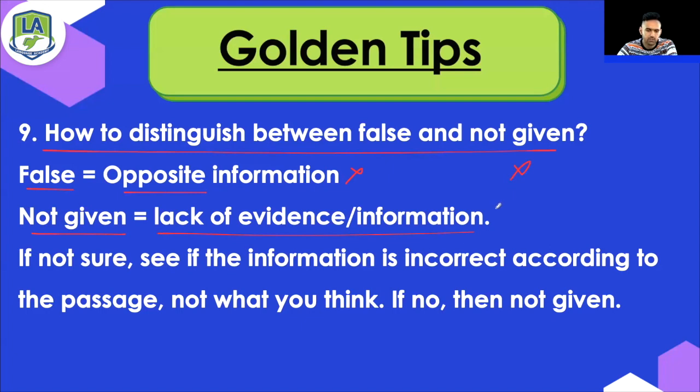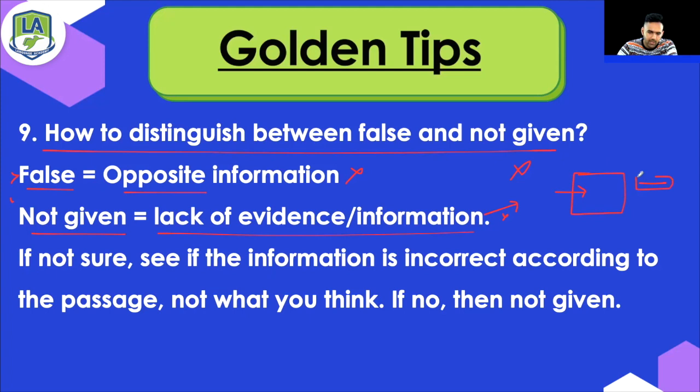We often select false instead of not given because we think according to our knowledge it is incorrect. But you have to only use knowledge which is given in the passage. You don't have to use any of your background knowledge. If you are confused between false and not given, what you need to do is, let's say this is the statement, this is the passage. You think it is not given or false.